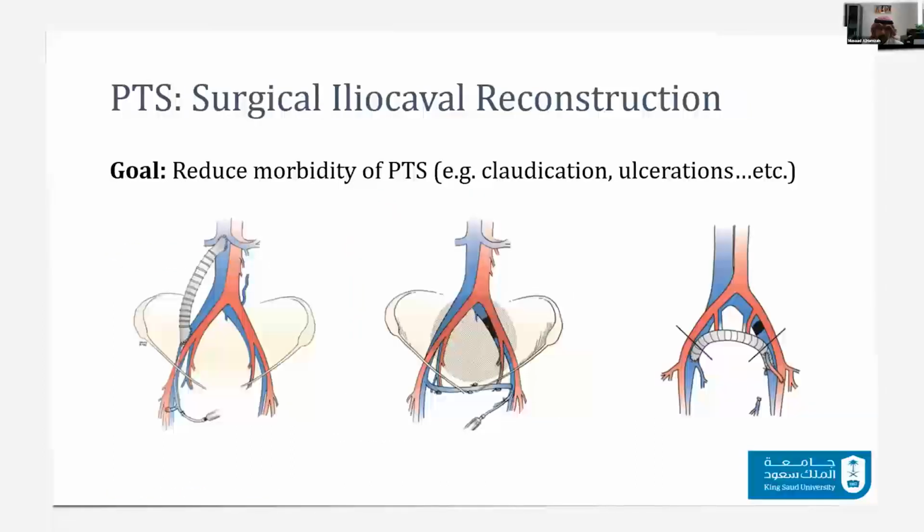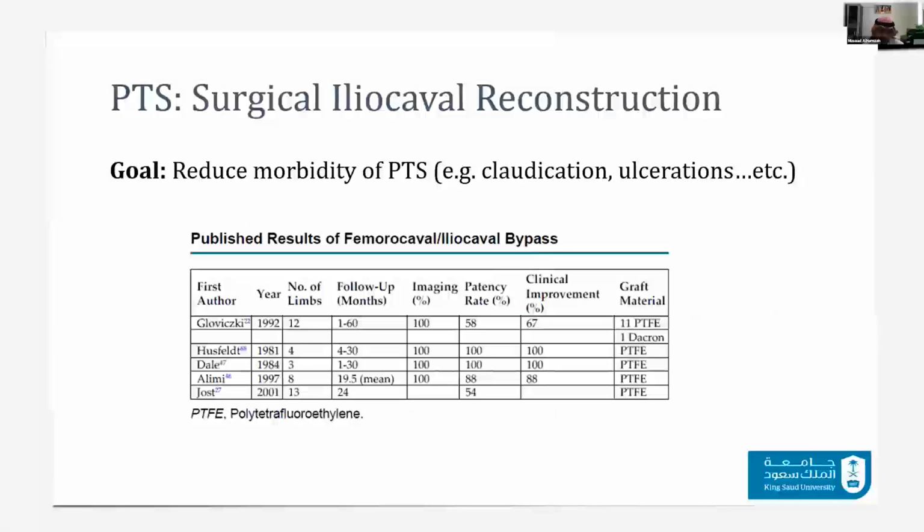Historically, iliocaval reconstruction was employed to treat all sorts of venous outflow obstructions. We used to do surgical iliocaval reconstruction directly with grafts unilaterally, or we would use bypass from one limb to another in what we call a Palma bypass or procedure, which is the one in the middle, with or without an arteriovenous fistula to maintain the patency of it. And the goal of this reconstruction was to reduce the morbidity of PTS. The results have been modest.